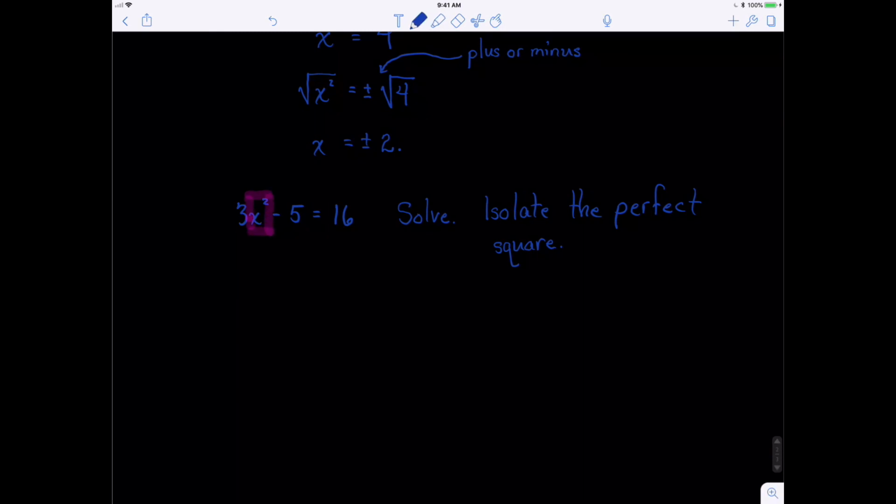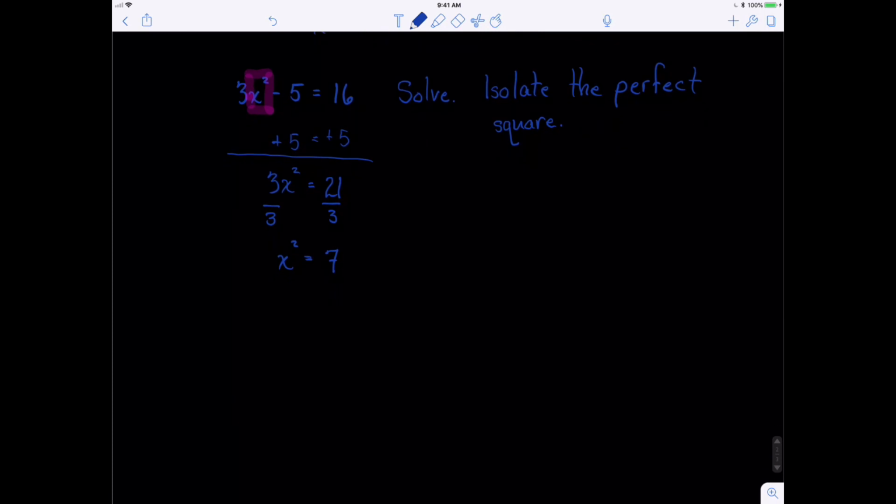So what we're going to do is add 5 to both sides. So now I have 3x squared equals, let's see, it looks like 21. Then we would divide both sides by 3. And I have x squared equals 7. And now that I have a perfect square, this is my x squared, this is my perfect square, right there. Now I can solve using the square root method.